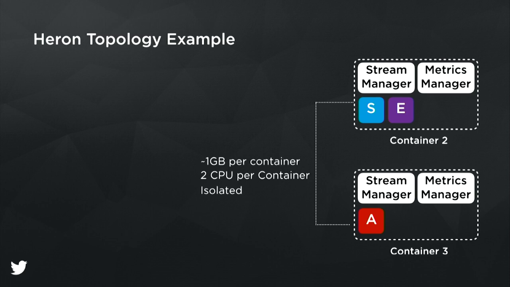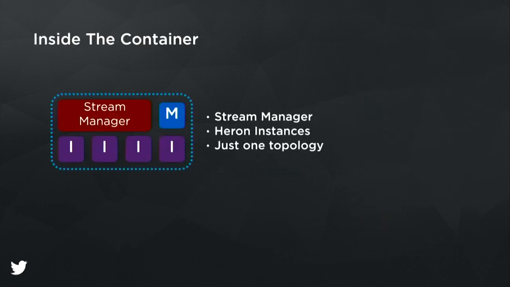In this case, each one only had exactly 1 gig of RAM allocated to it, roughly, with a little bit of extra room for other things. And each one is isolated to exactly 2 CPUs, and it's guaranteed to actually get that. Now, this container looks similar to the one we showed before with workers in Storm, but it's actually quite different. There's a stream manager, a metrics manager, and just your instances.